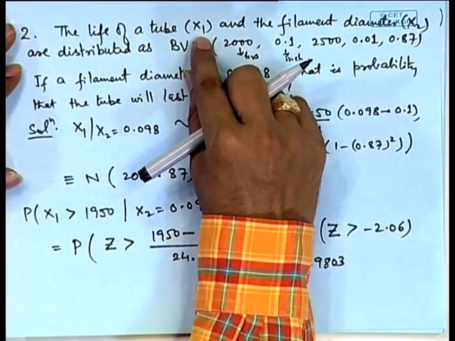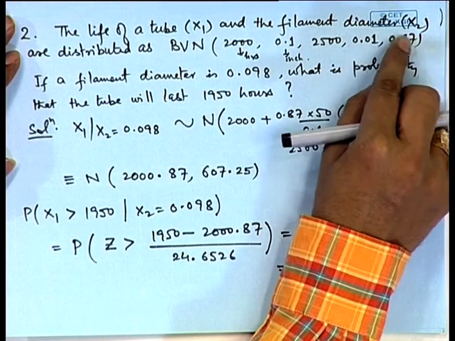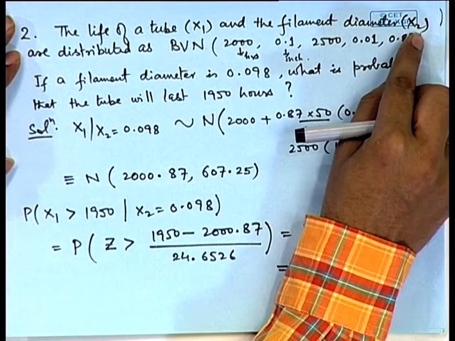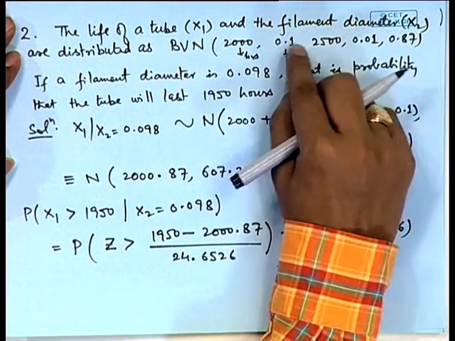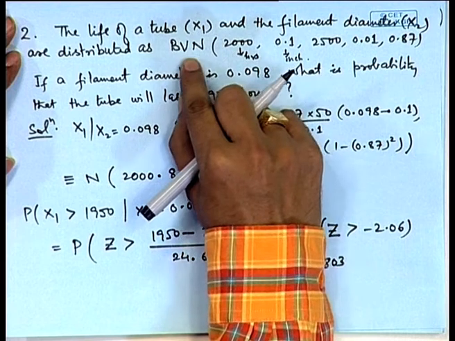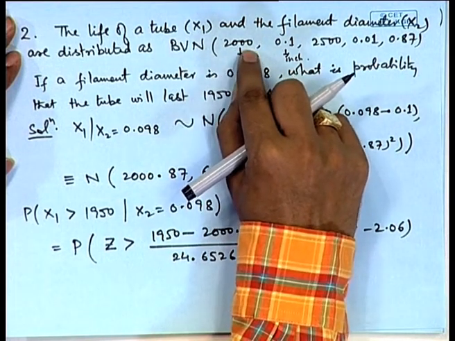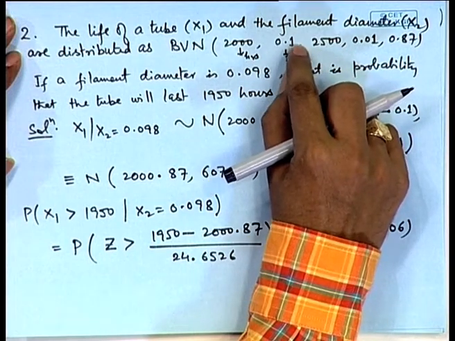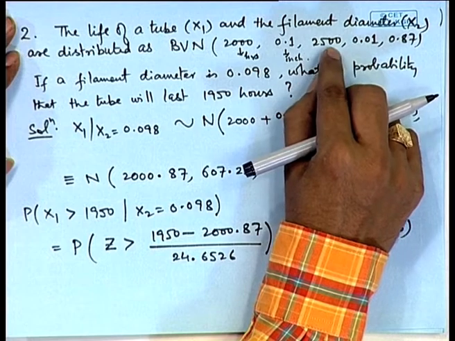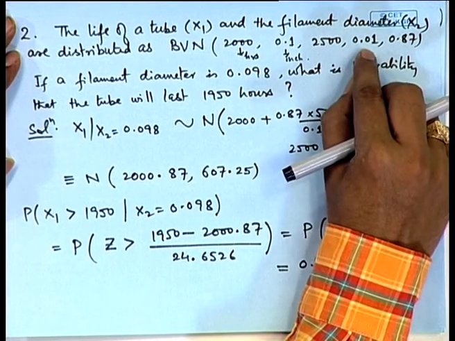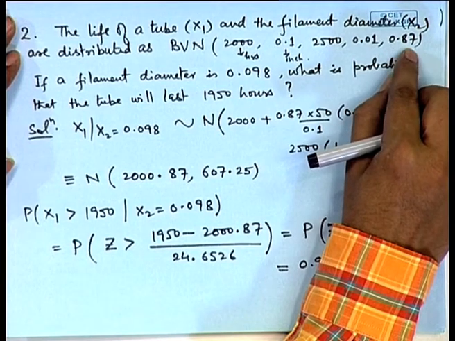The life of a tube is measured as random variable x1 and the filament diameter is measured as a random variable x2. The life is measured in hours and the diameter is measured in inches. They are distributed as a bivariate normal distribution with mu 1 equal to 2000 hours, mu 2 equal to 0.1 inches, sigma 1 square equal to 2500, sigma 2 square equal to 0.01 and the coefficient of correlation 0.87.